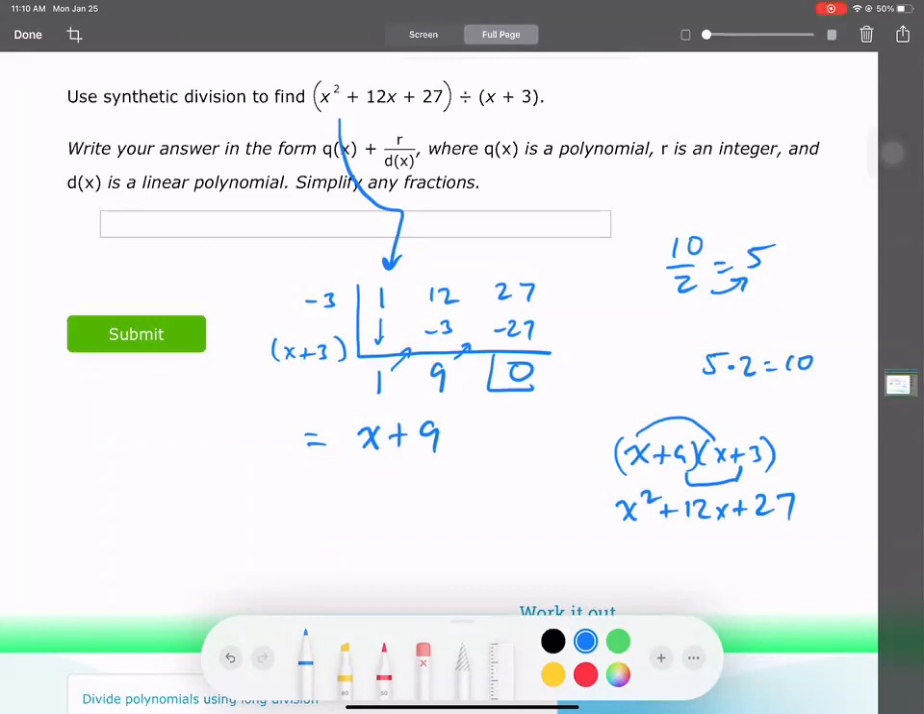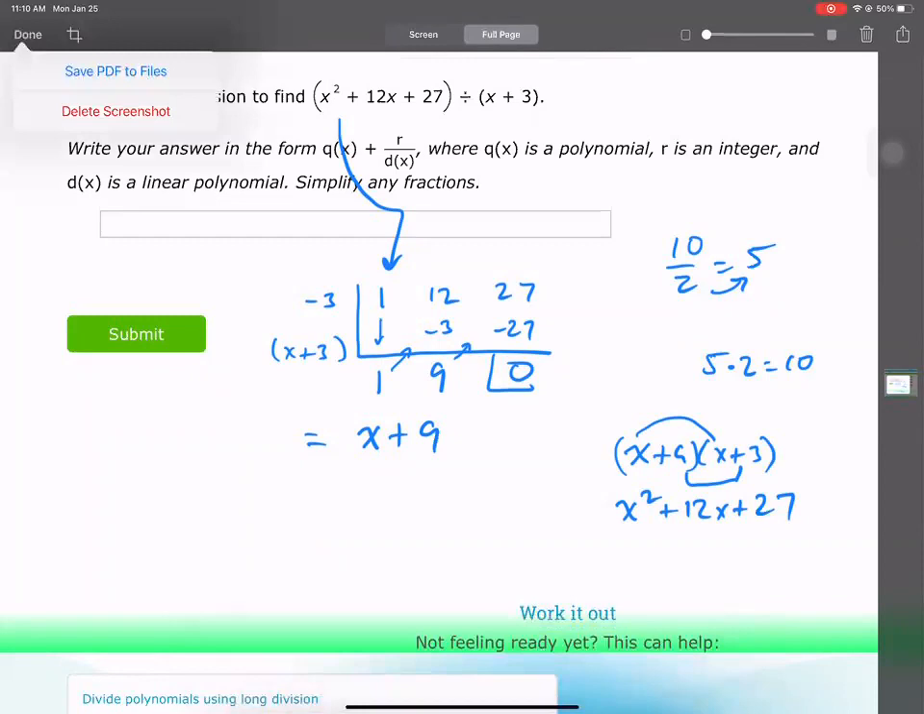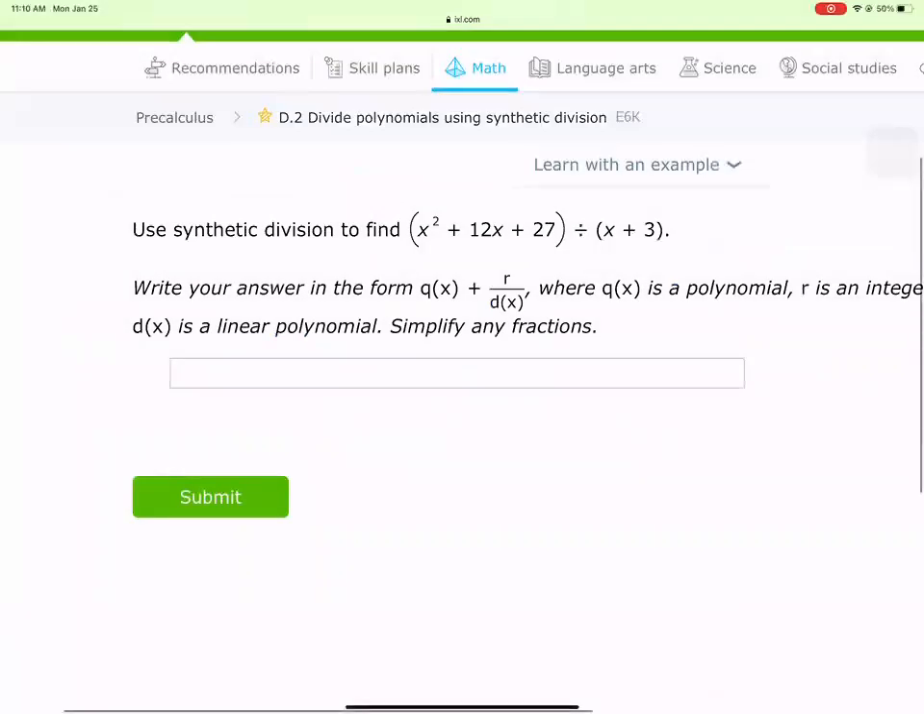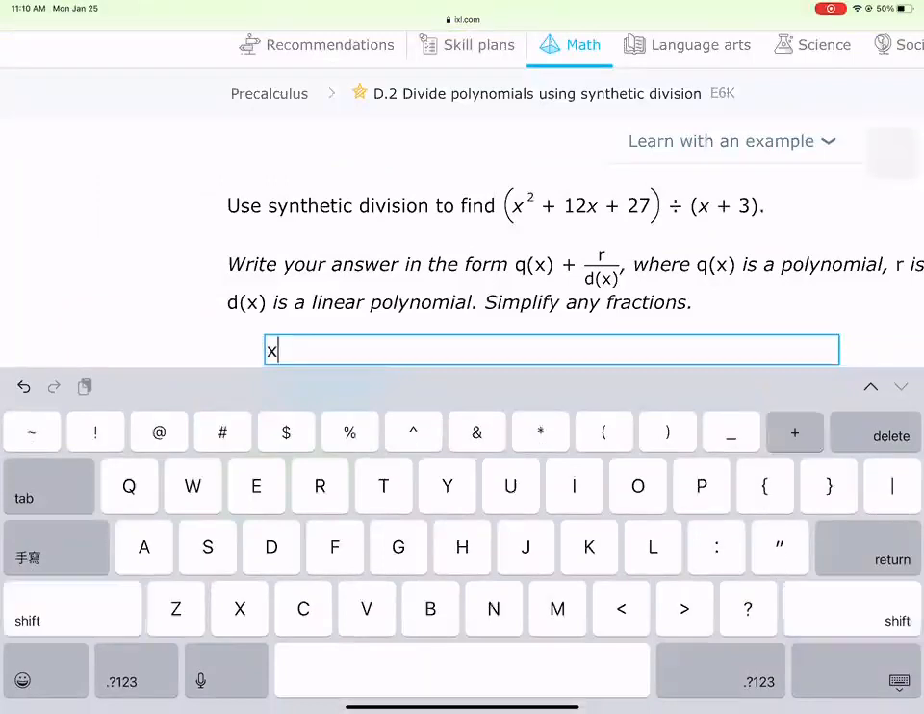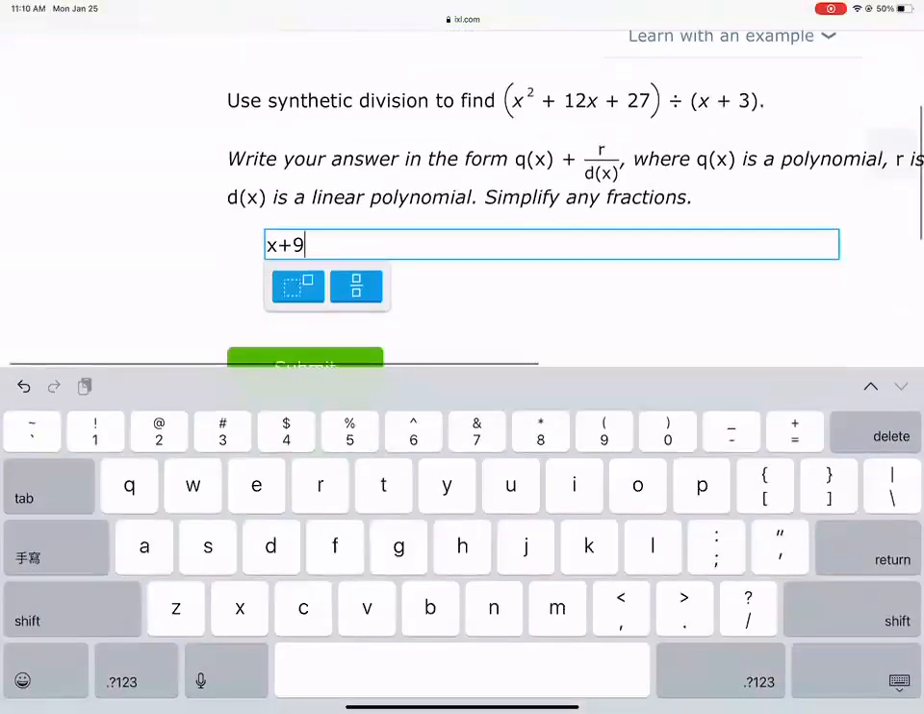Okay, so hopefully you are believers in synthetic division right now. There are some flaws in synthetic division, and we'll get to those flaws a little bit later. Another day. Plus 9. And that's it. Submit.